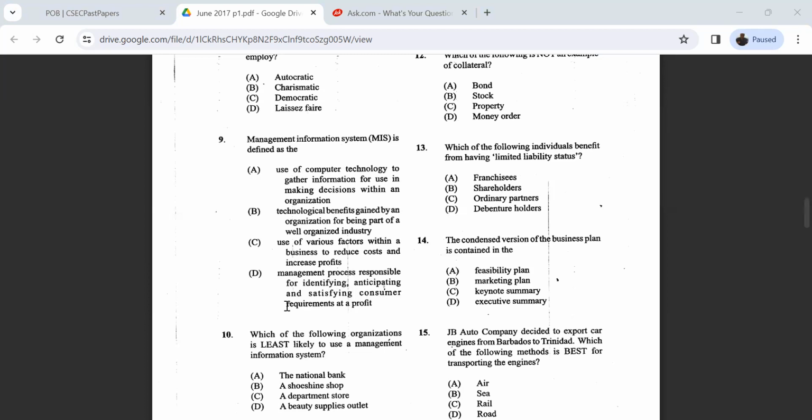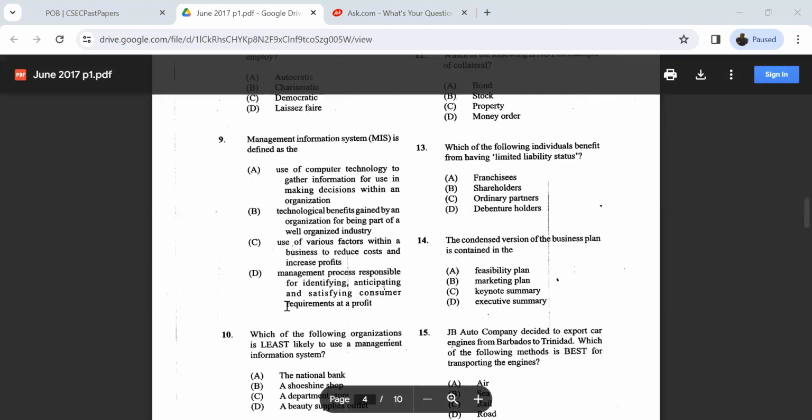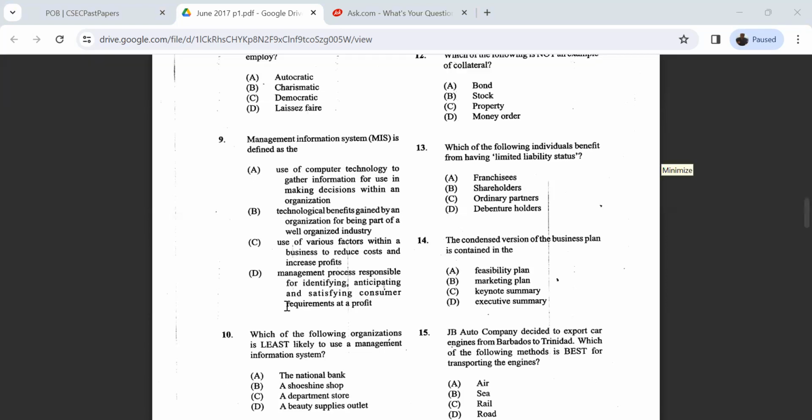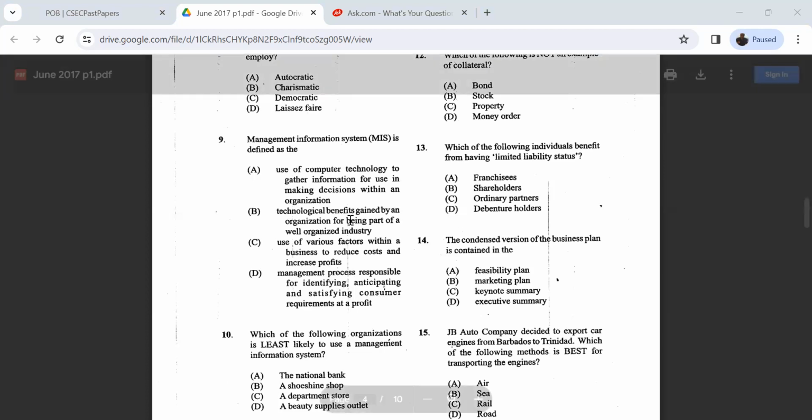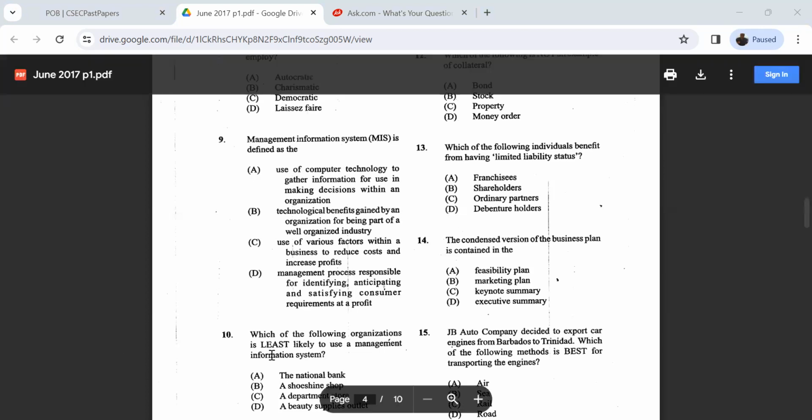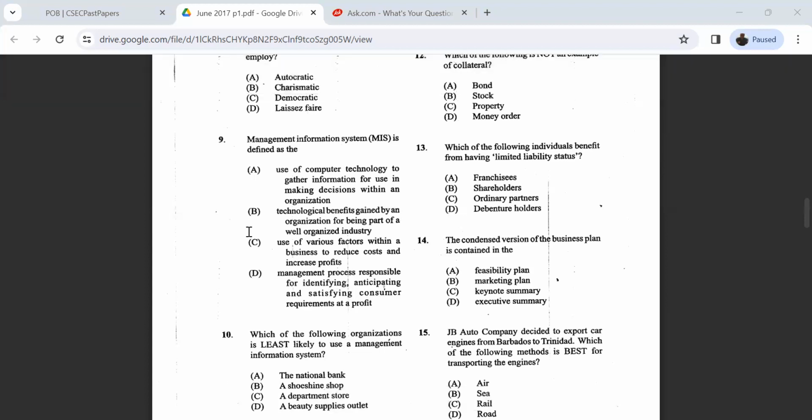Can you remember? How do limited liability companies raise capital? By selling what? What do they sell? Starts with S. Shares. Right. So people who own shares are called shareholders, right? As they call the owners of limited liability companies, shareholders. So they are the ones who benefit from limited liability status. So the answer for 13 is B.